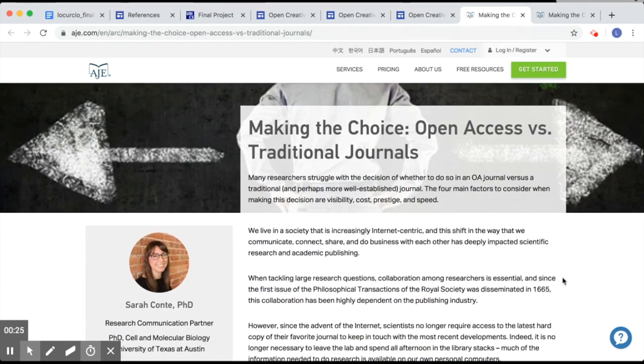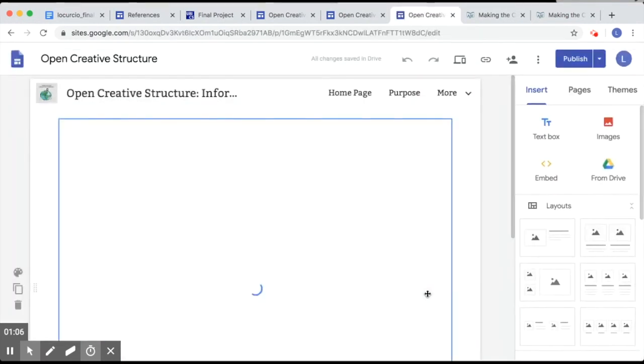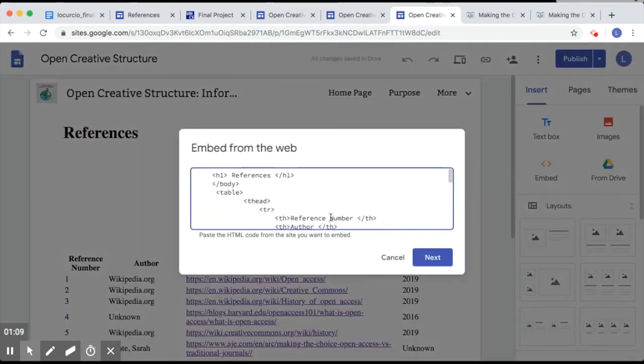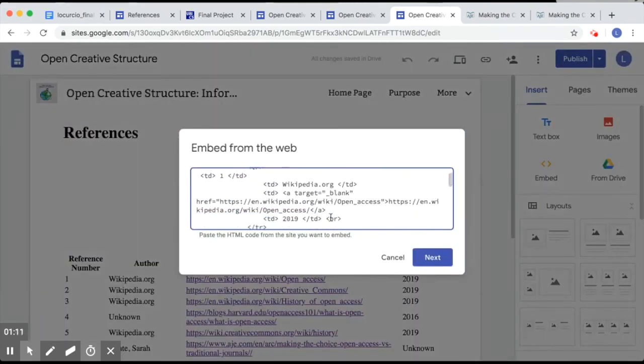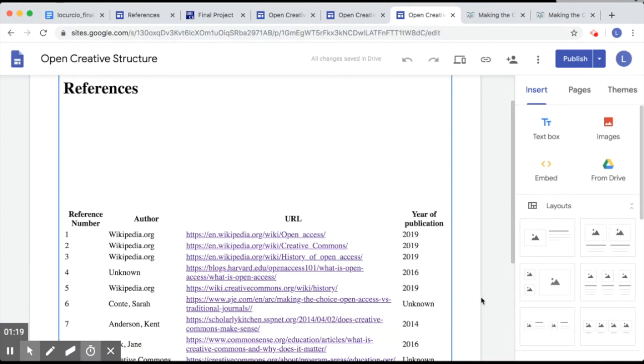The concept of open access is relatively easy to understand, but why people might choose open access as opposed to name brand journals for researchers to submit their work into might be hard to understand. This is an example of how I structured the references. I used headings and codes in order to structure it in the way that there are different columns.